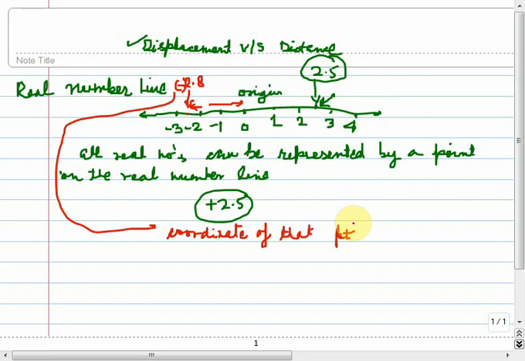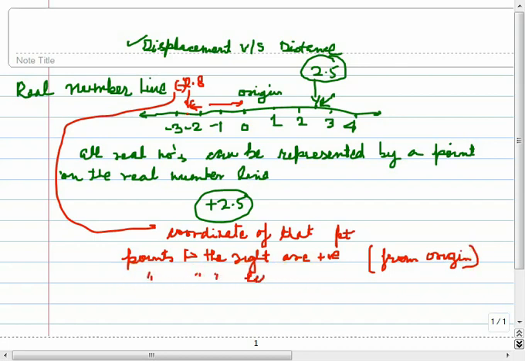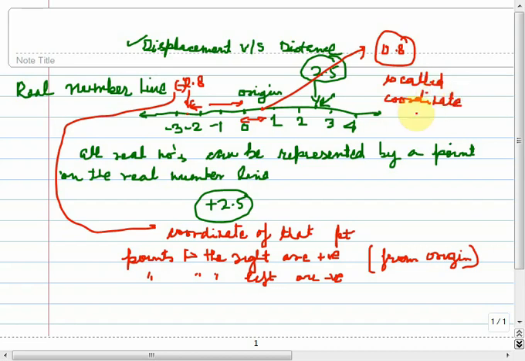That is, we mark a point and we measure its value from origin. That measurement is called coordinate of the point. For points to the right of the origin, all the marks will be positive, and points to the left are negative. Suppose a point is given here, then its value from origin comes out to be 0.8. Then this 0.8 is called coordinate of that point. It is simply a nomenclature of that point.